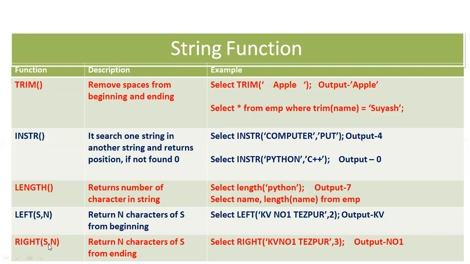So here, right returns N number of characters. Select right, it will display from the number 1 string. So string functions can be applied only with an alphabet or a string.